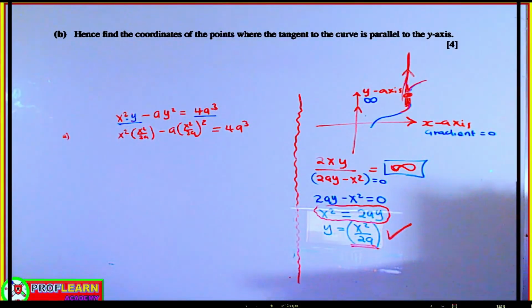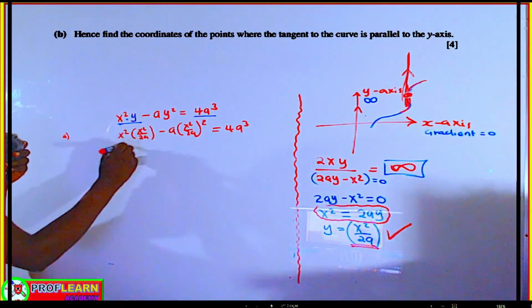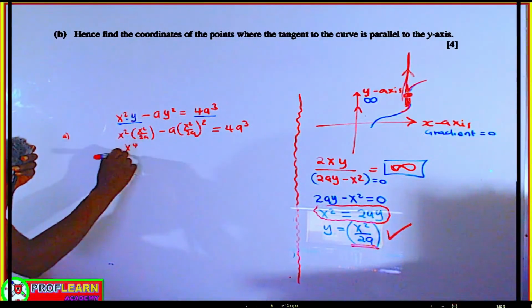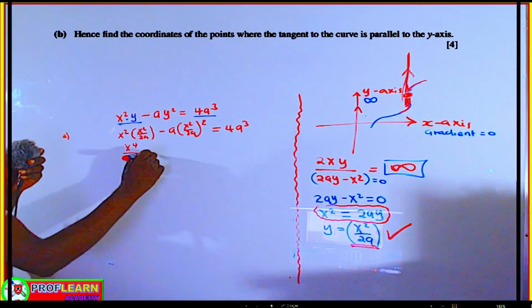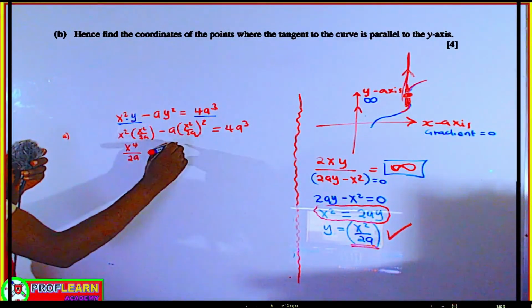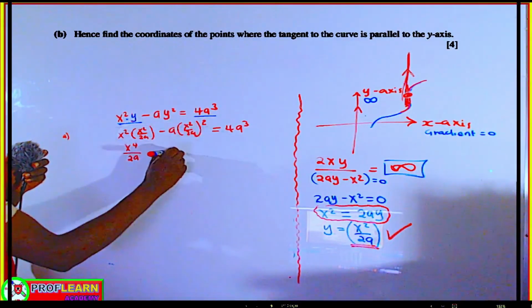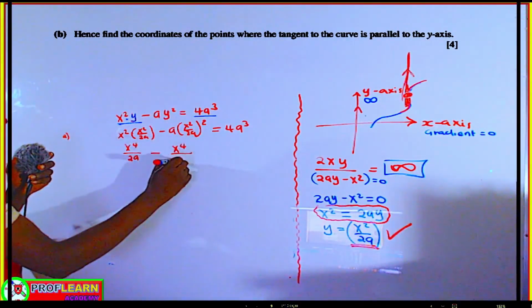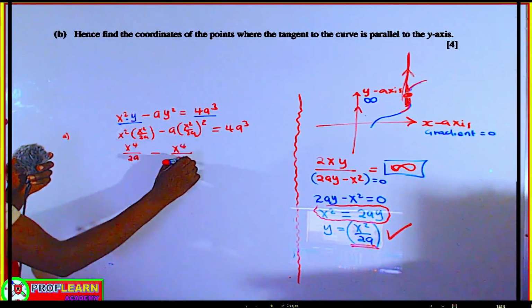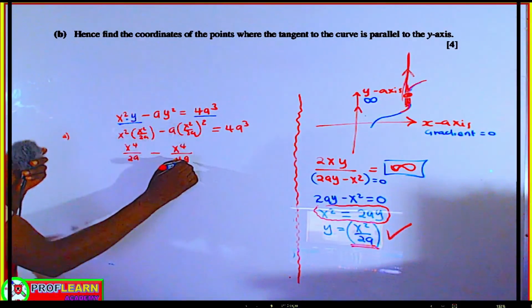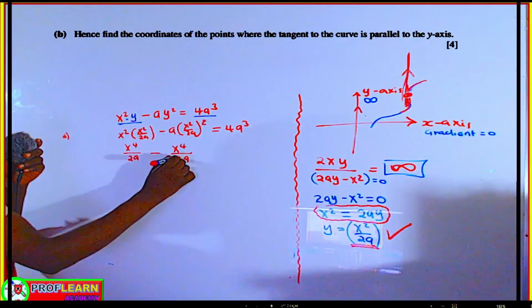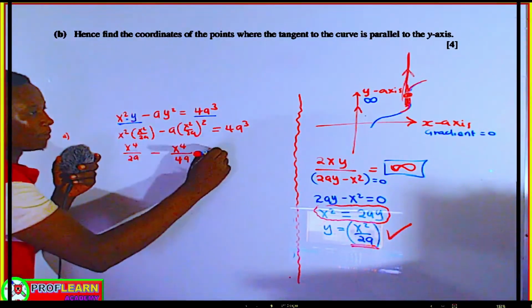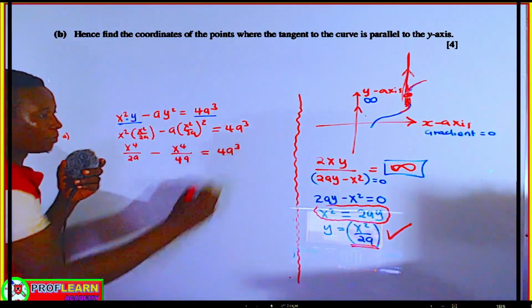Now, once we have that, we can simplify this further and say this is going to be x power 4 over 2a minus x power 4 over 4a squared. But now, since this a is going to cancel with 1a, we are going to remain with 4a, and that's going to be 4a cubed.